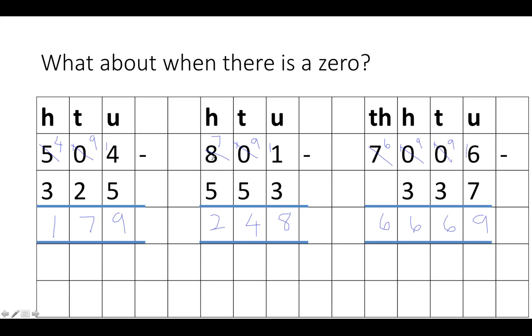And if you'll notice, the 0 always becomes a 9 and you borrow from in front of the number that's before the 0. The 0 always becomes a 9. Have a go at the ones in your book and then restart the video to see if you got them right.